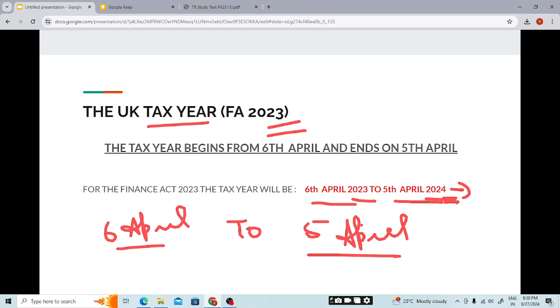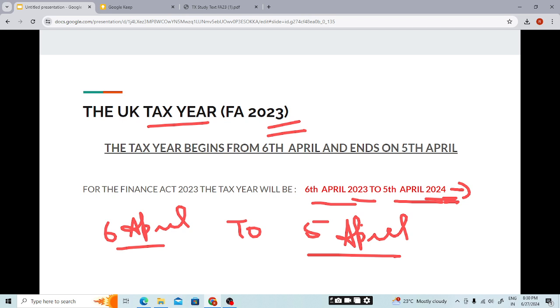After earning the whole income, you'll pay the tax. No, not that. How can you pay the tax without knowing your earning for the current year? Now you think I need to pay the tax of 24-25, for 6th April 24 to 5th April 25, but you don't know the income of yours. So you can't pay the taxation.